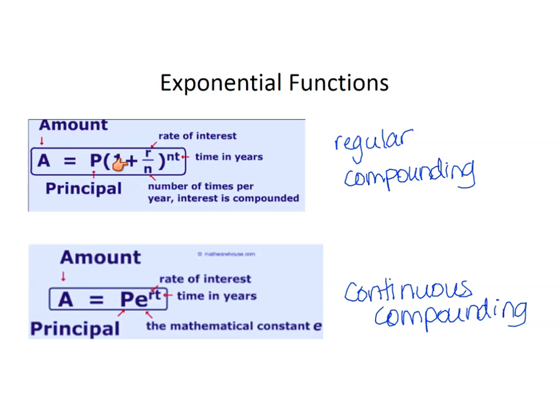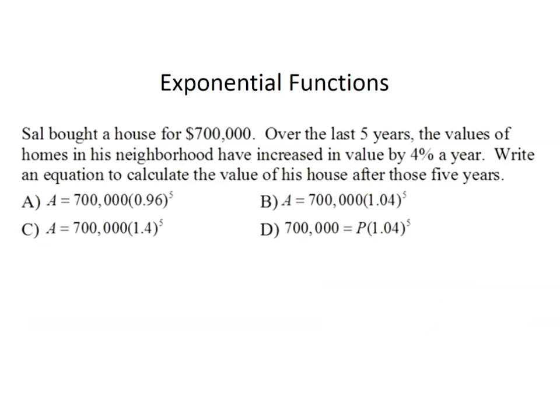Okay, so let's try some. Sal bought a house for $700,000. Over the last 5 years, the values of homes in his neighborhood have increased in value by 4% a year. Write an equation to calculate the value of his house after those 5 years. So remember, here's our formula. A equals P times (1 plus R over N) to the NT.